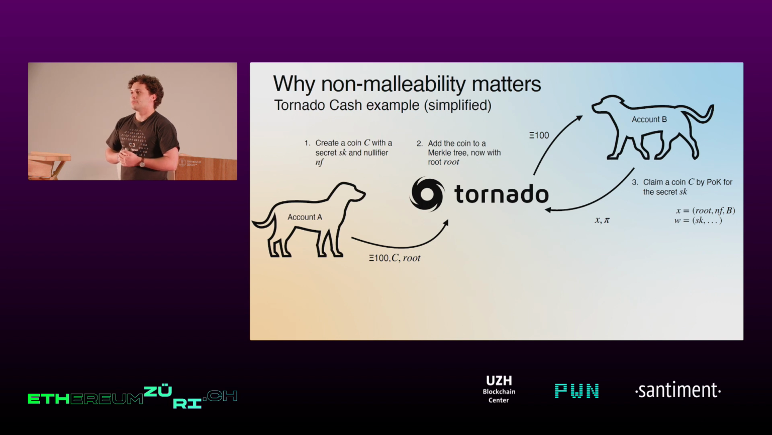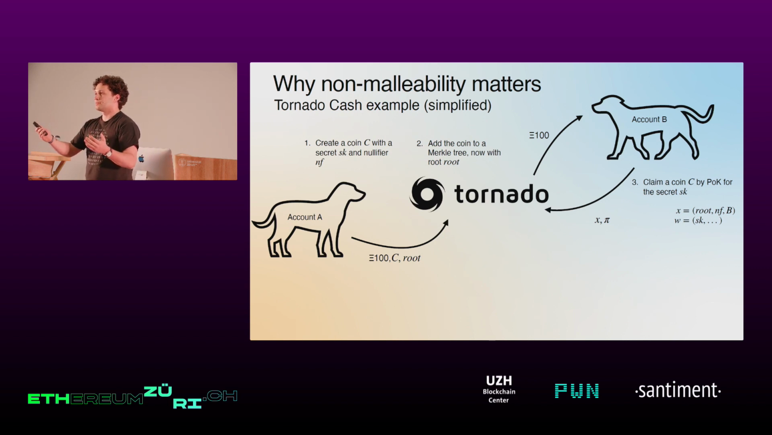So why does that matter, for example? Let's just take this example right here, wherein this dog, account A, wants to create a coin and send it to account B. What it does is send it to a mixer, and then account B should claim that coin by showing that it knows a secret. And usually we do this with a proof system, with a zk-SNARK.